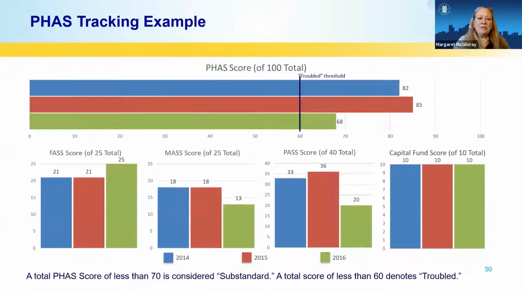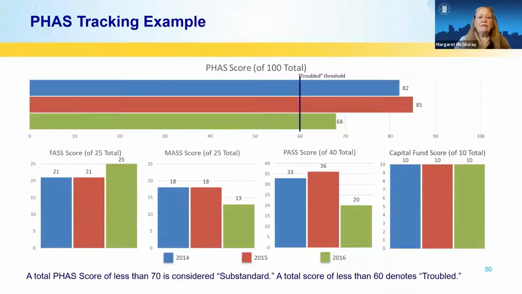But as you can see, their financial score actually went up in 2016, which is that first grouping, and their capital fund stayed the same, which is that last column that you see on the slide. But their management and fiscal scores went down. This should cause the board to ask why, particularly since it didn't seem to be linked to a financial problem. So looking at the trends of your FAS scores is also very useful for board commissioners.